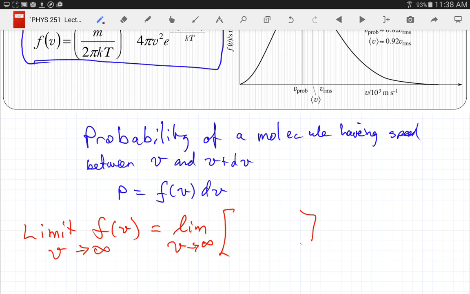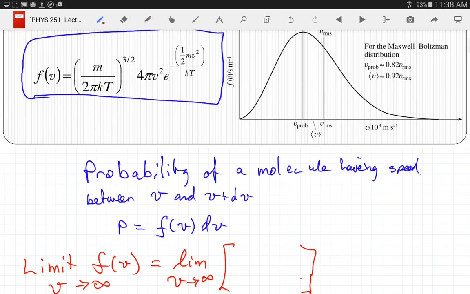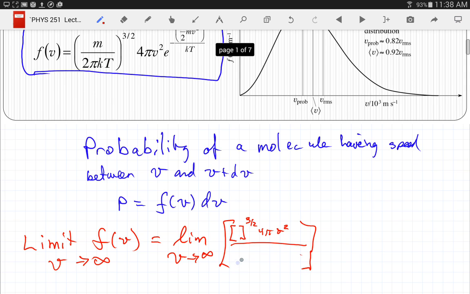So I need something on top and something on bottom. If you look at this, it's real simple to put the 4 pi v squared stuff on top. And so I'm going to put this thing here raised to the 3/2 power times 4 pi v squared on top. And then on bottom, I'll put this exponential. What happens when I put the exponential on bottom? I flip the sign. So on bottom, it's just going to be e to the, and I'm going to write it the way it's usually written, mv squared over 2kt. It's the same thing. I just like to put the 1/2 on top so you can see, hey, that was kinetic energy.